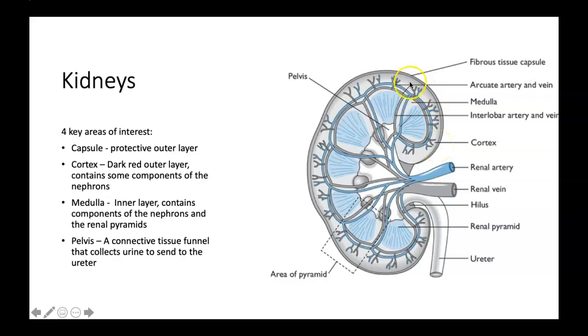is deep to the capsule, and it's a thick layer of tissue. And then the medulla is sort of the inner layer of the kidney, the middle layer of the kidney. Then we have the renal pelvis, which is the innermost layer of the kidney.